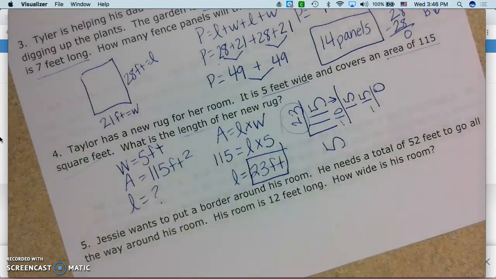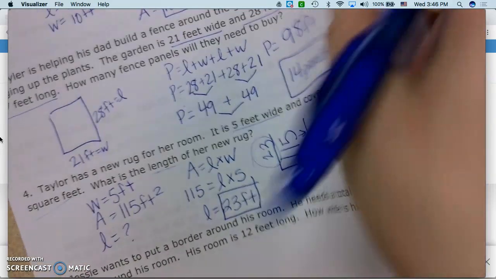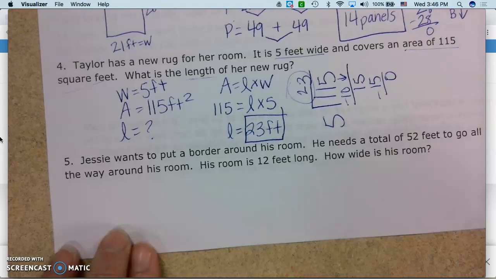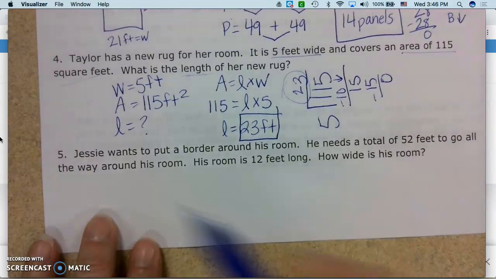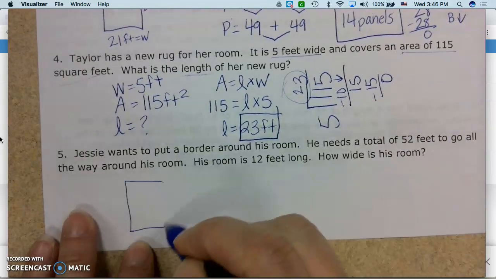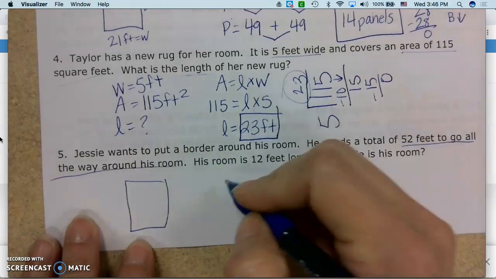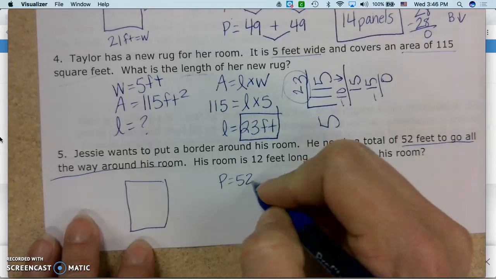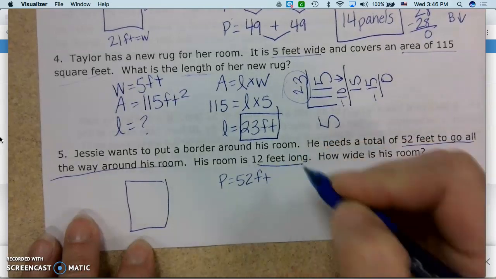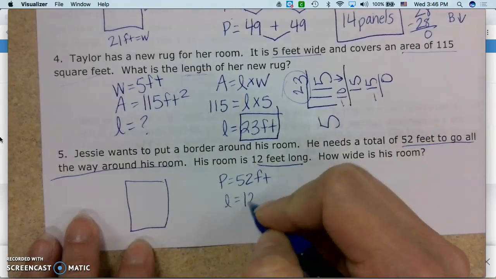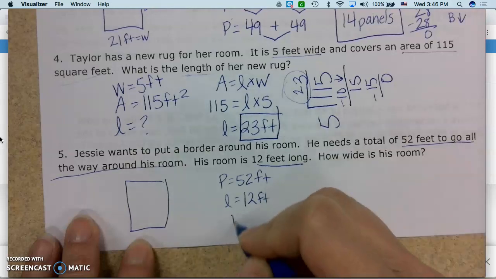All right, number 5. Jesse wants to put a border around his room. So border would go around the outside edge, so that would be perimeter. He needs 52 feet to go all the way around the room, so that means the perimeter is 52 feet. And we know that it's 12 feet long, and they want us to find the width.